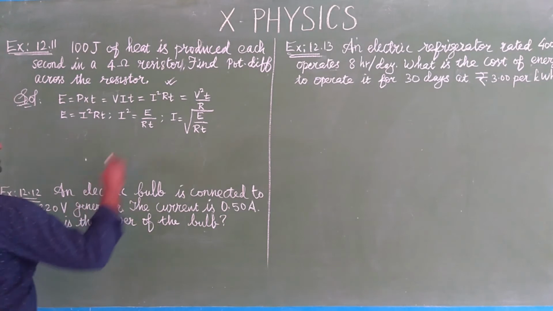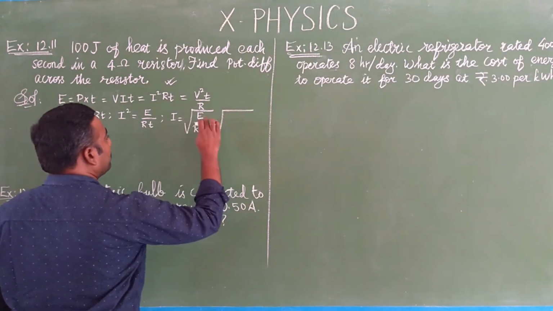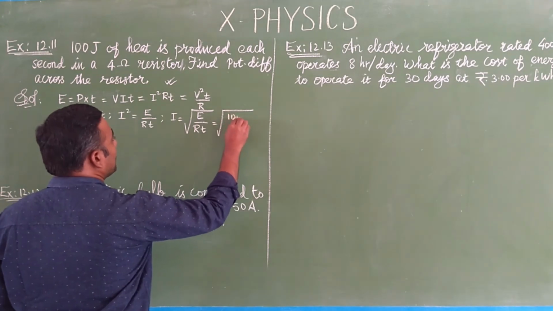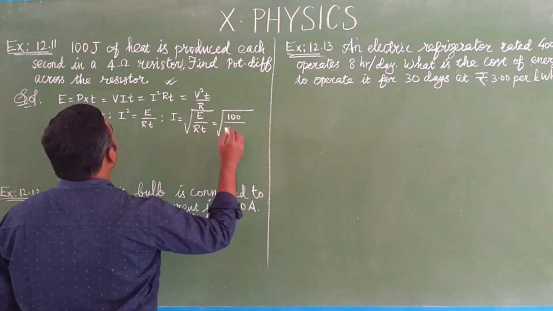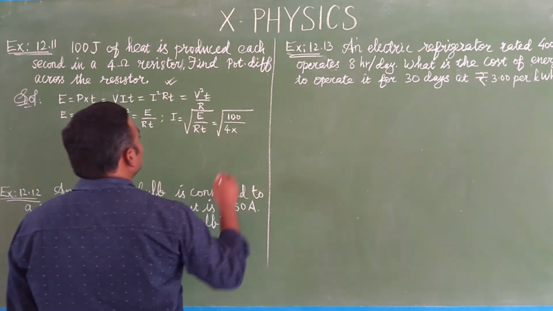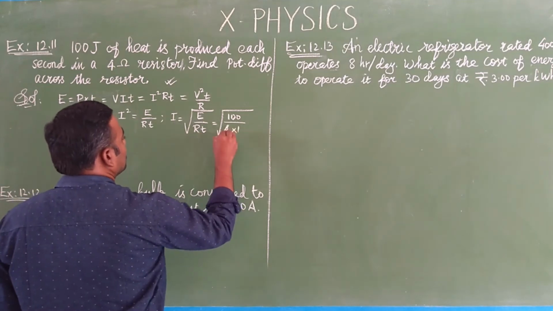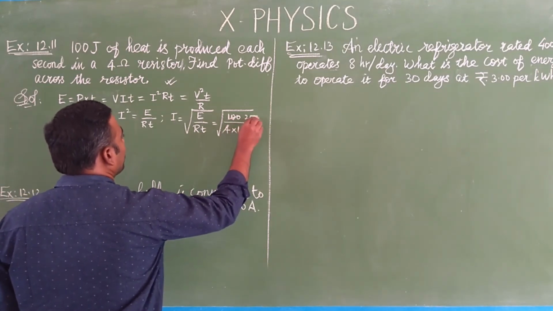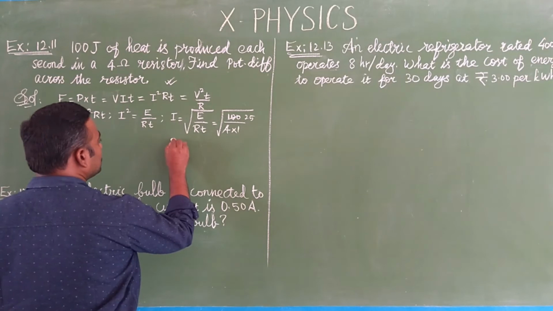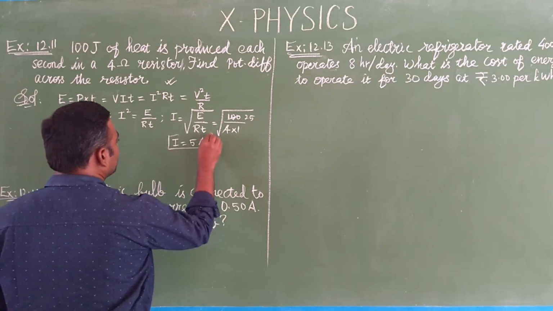Then substitute the value. Square root of what is the energy liberated? It is 100 joule divided by the resistance, which is 4 ohm, and then each second, time is 1 second. Then 100 by 4 is 25. So square root of 25 is 5. Therefore 5 ampere current is produced.